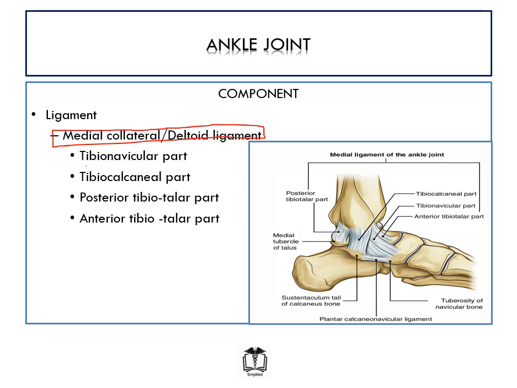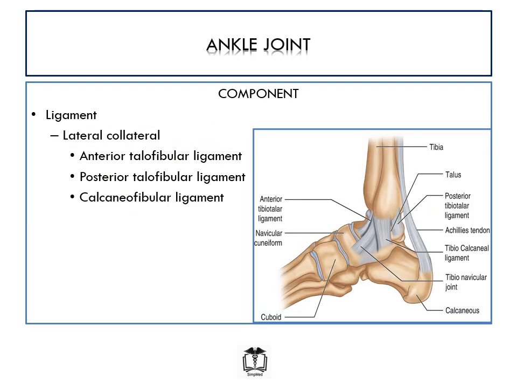This includes the tibio-navicular ligament, the ligament between the tibia and the navicular bone, the tibio-calcaneal ligament, the ligament between the tibia and the calcaneus, the posterior tibio-talar ligament, which is the ligament between the tibia and the talus posteriorly, and the anterior tibio-talar ligament between the tibia bone and the talus anteriorly. You can see each of these ligaments labeled in the image here. You can see the tibio-calcaneal ligament, tibio-navicular ligament, anterior tibio-talar ligament, and posterior tibio-talar ligament, all giving rise to the deltoid ligament.